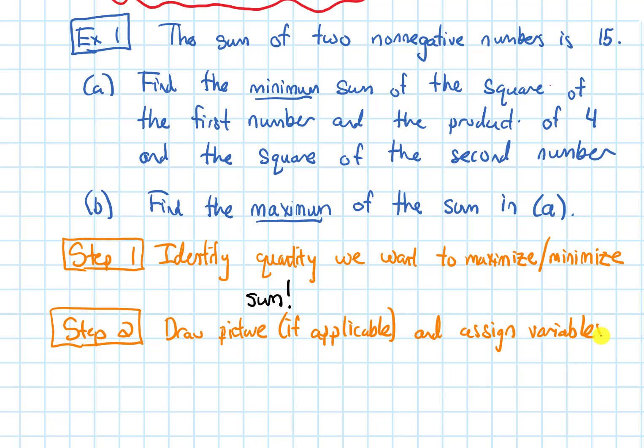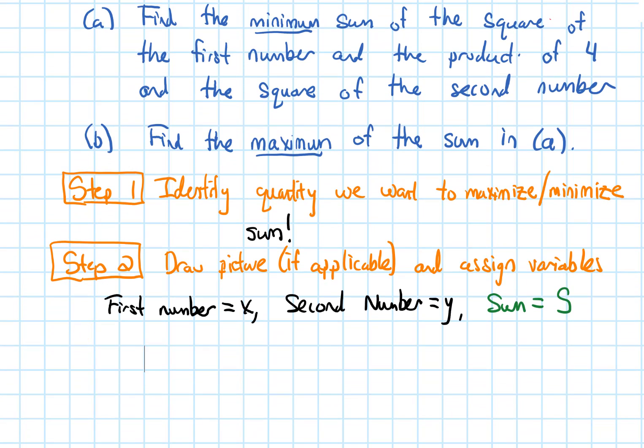In this problem, I don't think it makes sense to draw a picture, but we can assign variables because it talks about this first number, this second number. So maybe I'll call the first number x. Maybe we can call the second number y. And then it also talks about a certain sum. We're going to sum the square of the first number and the product of 4 and the square of the second number. So ignoring most of those words, we'll get to them. It talks about this sum, a certain sum, and let me call that sum S. All right, so we are ready for step 3.